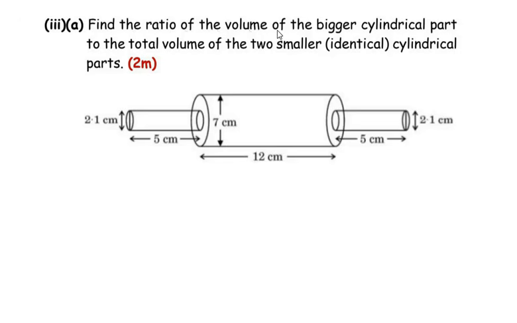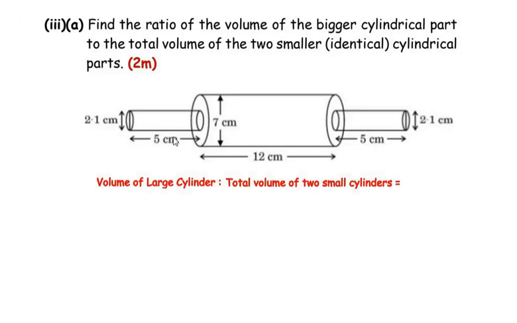Find the ratio of the volume of the bigger cylindrical part to the total volume of the 2 smaller identical cylindrical parts. So in this question we have to find out the ratio of the volume of larger cylindrical part to the total volume of the 2 smaller cylindrical parts. And the 2 small cylinders are identical because they have the same length and the same diameters. Now the volume of the large cylinder we had already got in part 1 of this question. So let us concentrate on finding the volume of the 2 cylindrical parts.